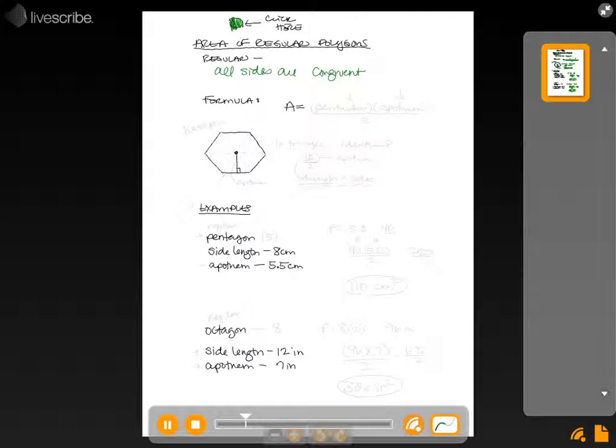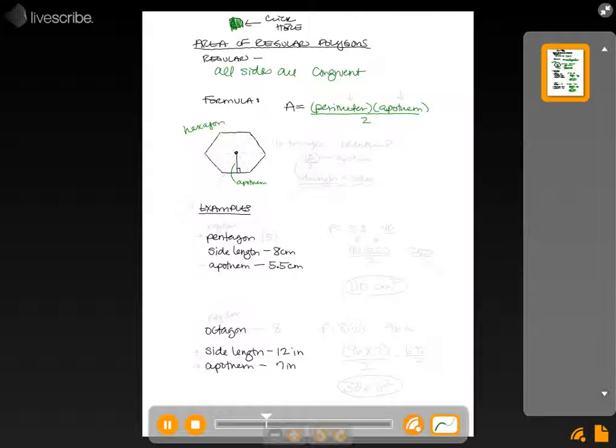Now, there's a formula to find the area of a regular polygon, and it's a pretty simple formula. It is the perimeter of your figure times this part called the apothem, and I'll explain what that is in a minute. And we just divide that by 2. We multiply them together and divide by 2. We have a hexagon here to show the parts. The apothem goes from the center, and it is perpendicular to one of the sides. So this is our apothem. And for our examples, I'm always going to give you the apothem. You're not going to have to figure that out.